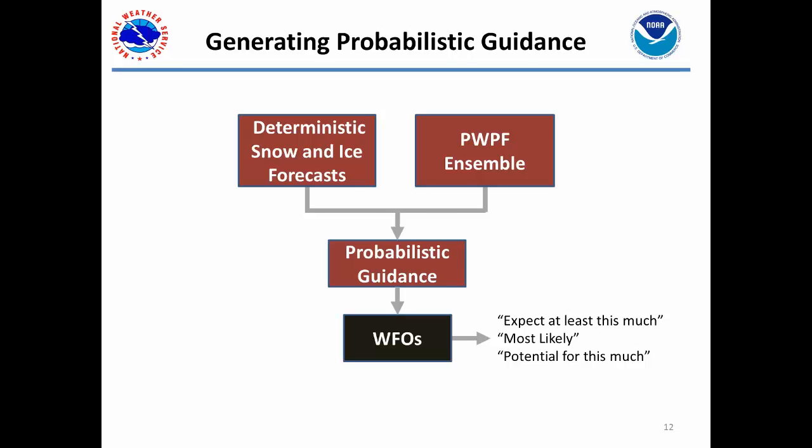Everything I've discussed so far simply explains how we create our deterministic snow and ice forecast. But you recall an important aspect of these products is that they also include probabilistic information. To create this probabilistic guidance, we combine our deterministic forecast with information from our so-called PWPF ensemble. That allows us to create probabilistic guidance, which we can share with WFOs, who can then use that information to communicate the expected accumulation.